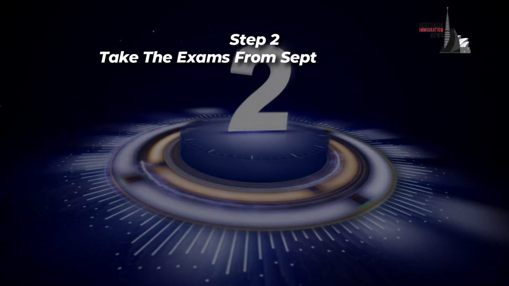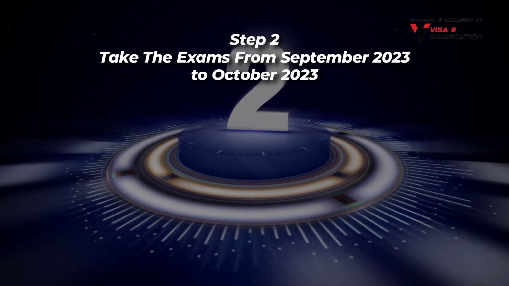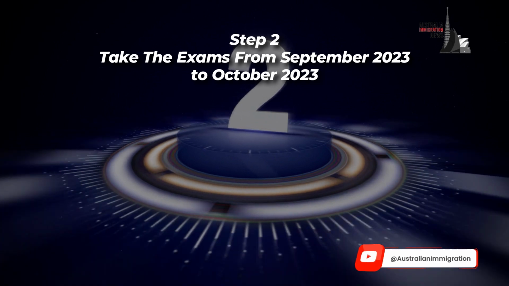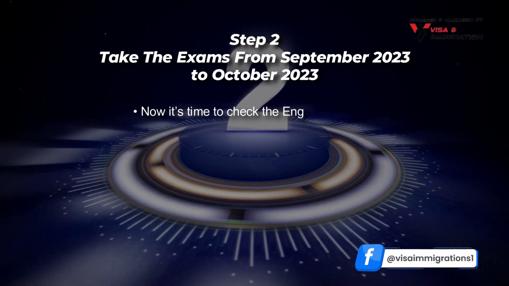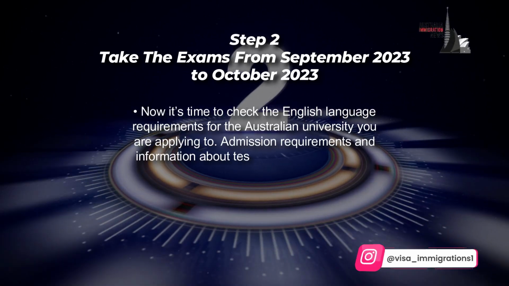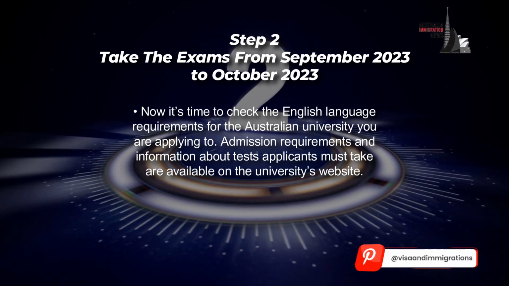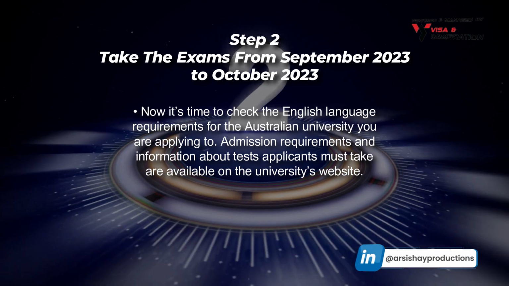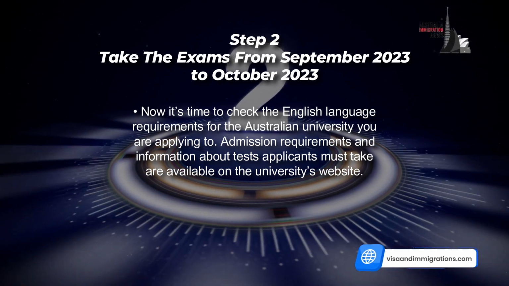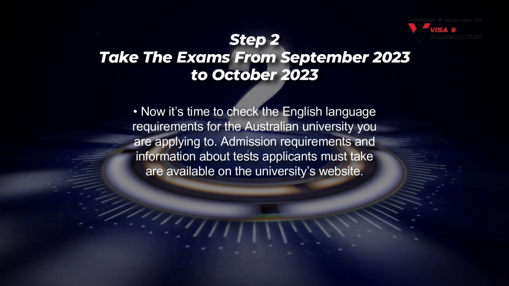Step 2. Take the exams from September 2023 to October 2023. Now it's time to check the English language requirements for the Australian university you are applying to. Admission requirements and information about tests applicants must take are available on the university's website.